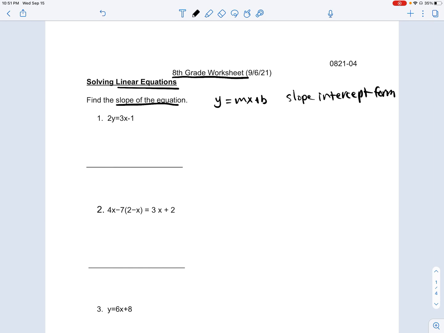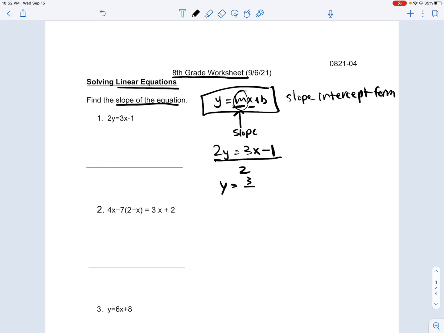Using the slope-intercept form, I know that if I sort out my equation to follow this format, I can get my slope pretty easily, because it will be in front of the x. So in this case, we have 2y is equal to 3x minus 1. Now we have this coefficient in front of y, so we have to get rid of it by dividing by 2. y is equal to 3/2 x minus 1/2, giving us a slope of 3/2. And that would be our answer.